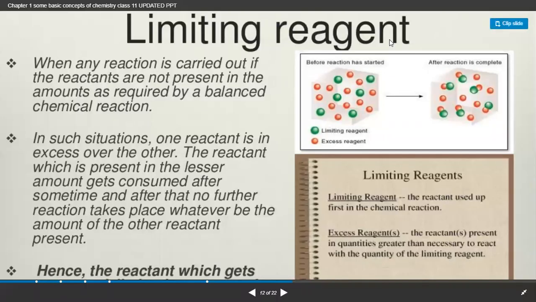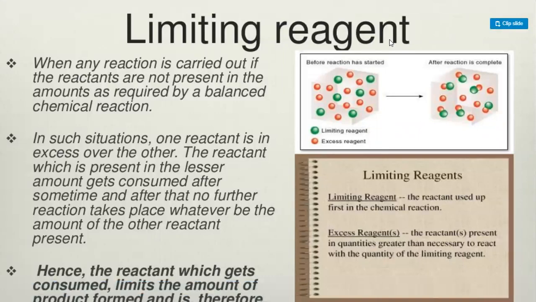Okay, so let's talk about the limiting reagent. When any reaction is carried out, if the reactants are not present in the amounts required by a balanced chemical reaction, then one reactant is in excess over the other. The reactant which is present in the lesser amount gets consumed after some time, and after that no further reaction will take place, whatever the amount of the other reactant present.